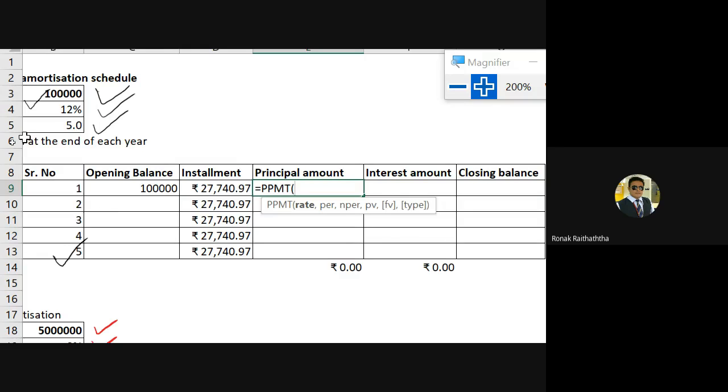Now it asks me the rate. So again, rate will remain the same in all the formulas. So I'm writing manually 12%. I could have linked that with that particular table. That could have also been perfectly fine.